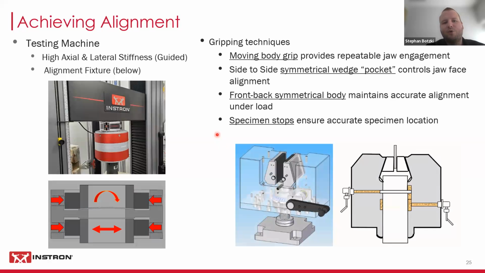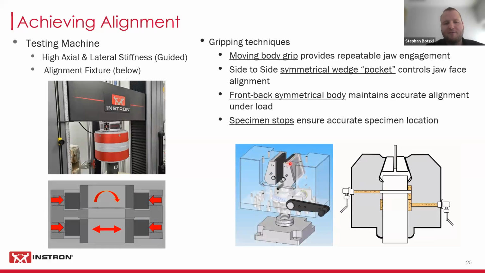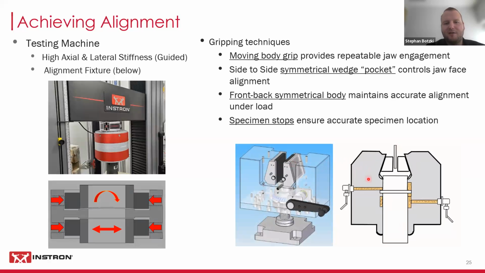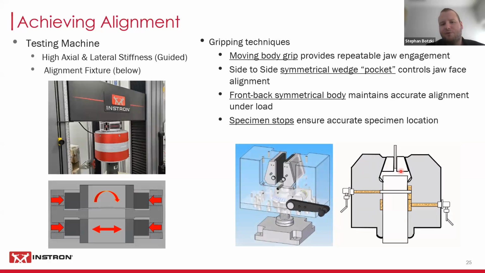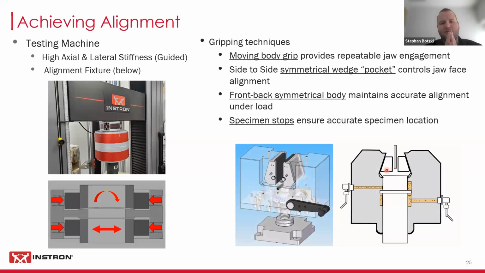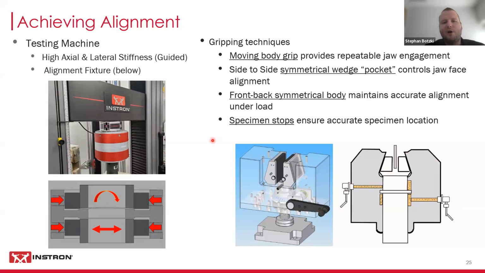The other thing that's very important here is the gripping technique. You want to use a good grip that is symmetrical. If we look at this grip, on the right and on the left side, it's perfectly symmetrical. It also uses a moving body design. You can see that in this animation, the whole grip body is pulling down, and that moves through the wedge geometry, moving the faces together completely on the horizontal axis. So there's no actual closing of your jaw faces at an angle. They only close on the horizontal, which is much better to introduce the loads to your coupon. So you've got to make sure you have that moving body design.